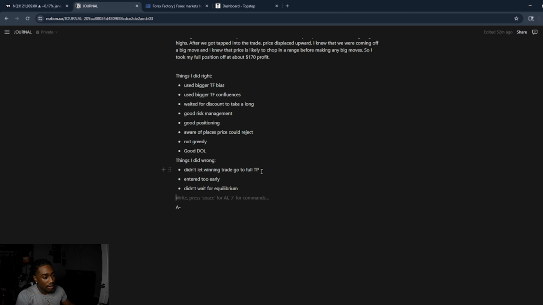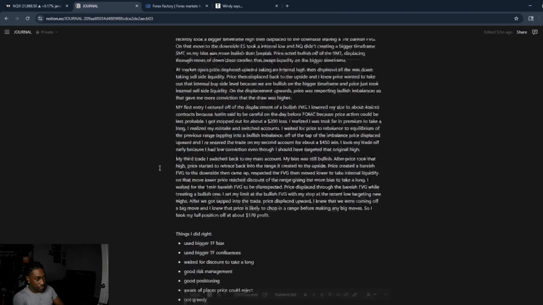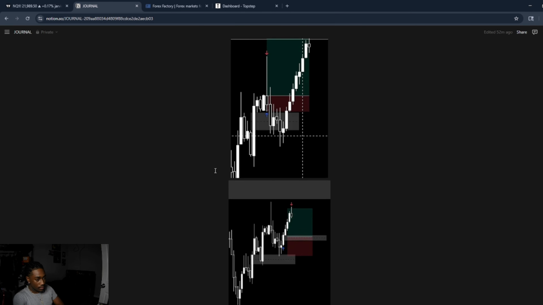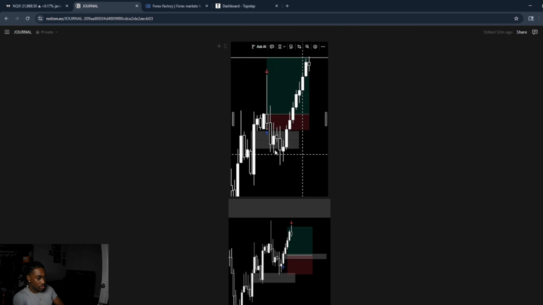And the thing I wrote down I didn't do right, bro, this genuinely pisses me off, because when I know where price wants to go and I still end up taking my position off early, why do I do that? I genuinely don't understand. I entered too early on the first trade. I knew we didn't rebalance to equilibrium. We barely got above this fair value gap. There were so many things I did wrong, but I know these are things I need to clean up. This always happens.